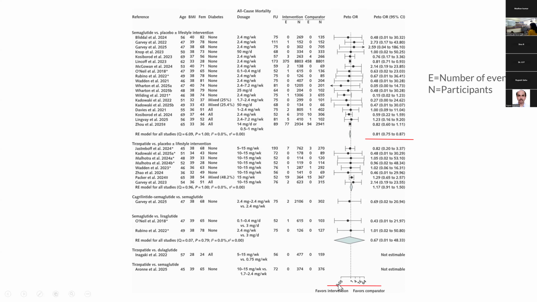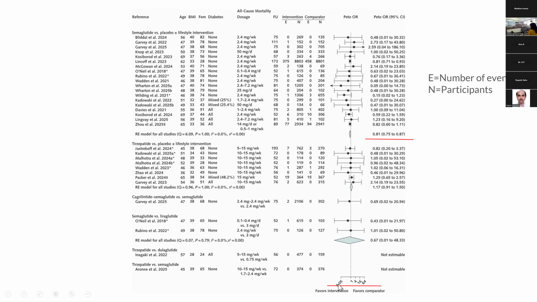Okay, coming back to our network meta-analysis, I wanted to introduce the concept of a closed loop versus an open loop here. So just look at this loop, which is placebo, semaglutide and liraglutide. This is a closed triangle. This is called a closed loop.